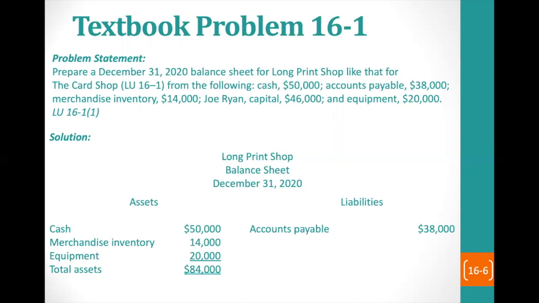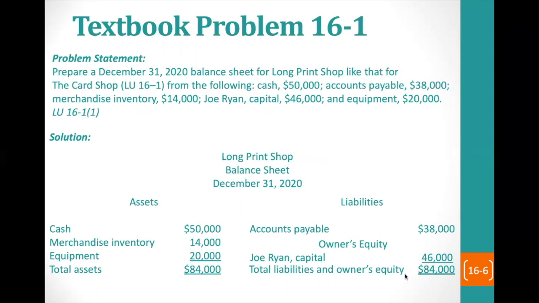On the other side, we have one liability in the amount of accounts payable for $38,000. We also have one equity account, Joe Ryan Capital, for $46,000. $46,000 plus $38,000 equals $84,000. Our assets equal our liabilities plus our owner's equity.